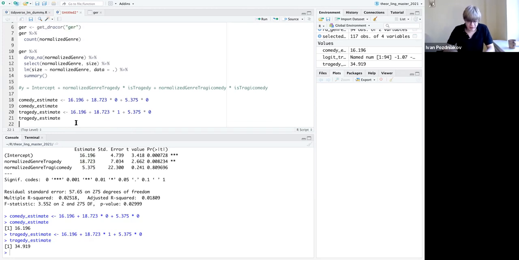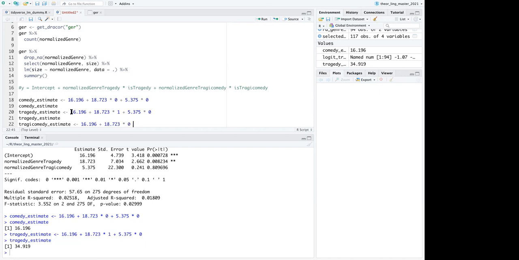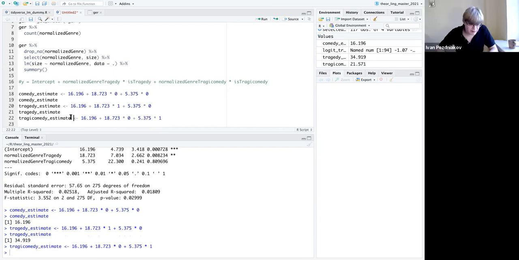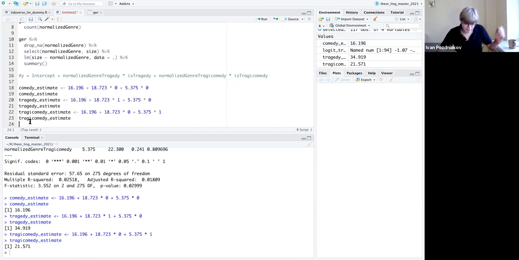And the same, let's do for tragicomedies. Tragicomedy. Intercept is the same. This coefficient is the same for all values. And here we multiply by zero or one? Zero, right, because tragicomedy is not a tragedy. And then we multiply by zero or one. One, right. And now we have an estimate for tragicomedies. 21, right.